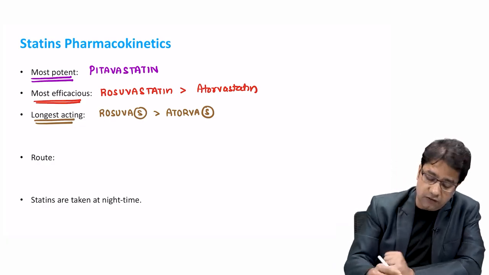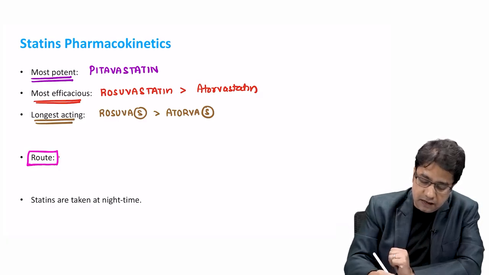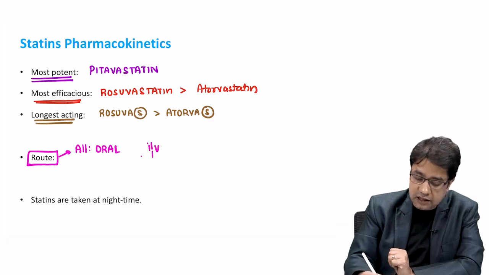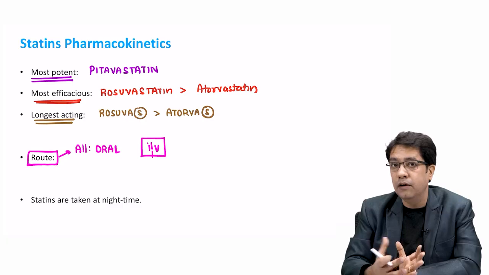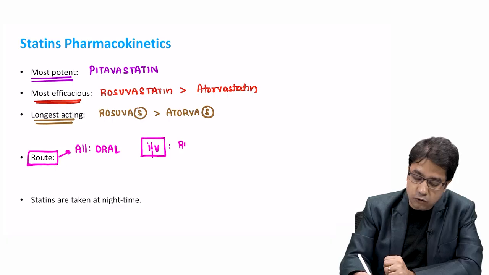Now, what is the route of administration of all statins? All statins can be given orally. But there are two statins which can be given IV during an emergency of MI and stroke. Again, the answer is rosuvastatin and atorvastatin.